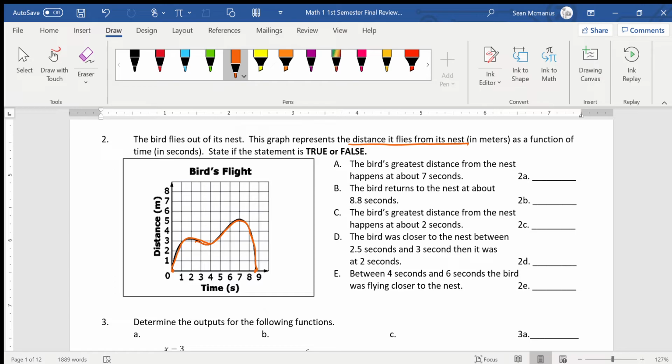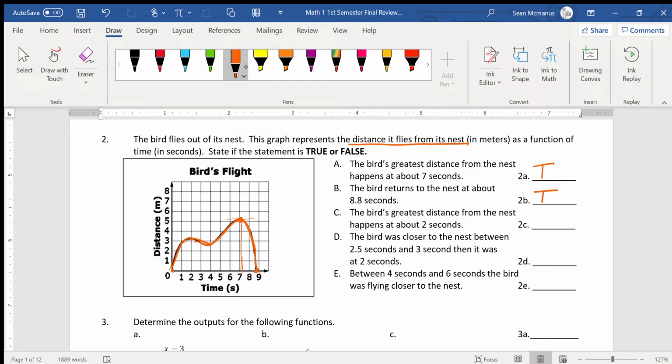The bird's greatest distance from the nest happens at about 7 seconds. So I go over to 7 and up, and I see that is the highest point, the biggest y, so that would be true. Part B, the bird returns to the nest at about 8 seconds. So it went away, towards, away, and all the way back home, and he got back home here. That looks to be somewhere right around 8.8 seconds, so that is also true. And remember, as I'm doing these, if you just copy down the true or false or the letters, you're really not getting out of this what I'm hoping you will. The value is in understanding what problems are going to be coming at you on the final exam.